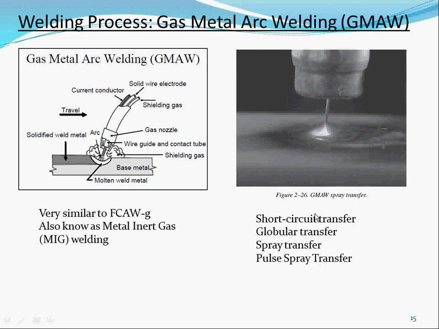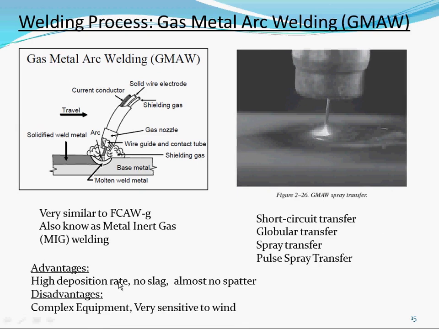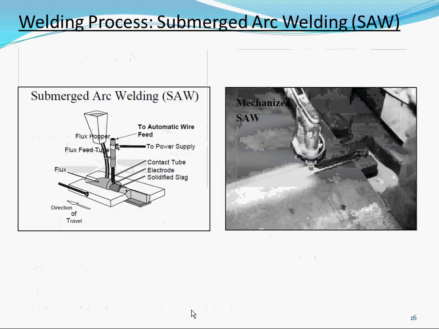The AWS only qualifies certain transfer modes. They don't qualify all of them when they say you could use it without having to do a WPS. So advantages: high deposition rate, no slag, almost no spatter, so you don't have to clean up. Disadvantages: complex equipment, and very sensitive to wind, so you cannot do it outside. Environmental factors like the wind are a big factor.